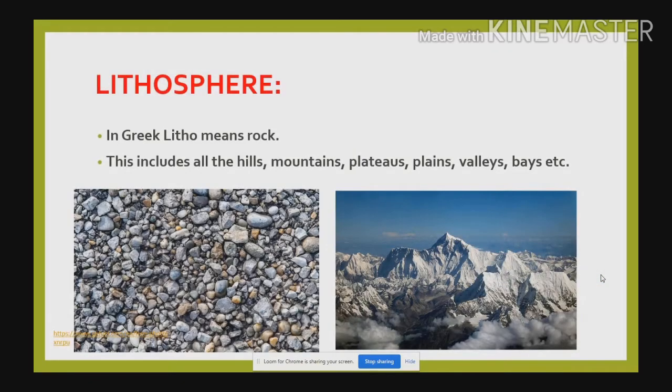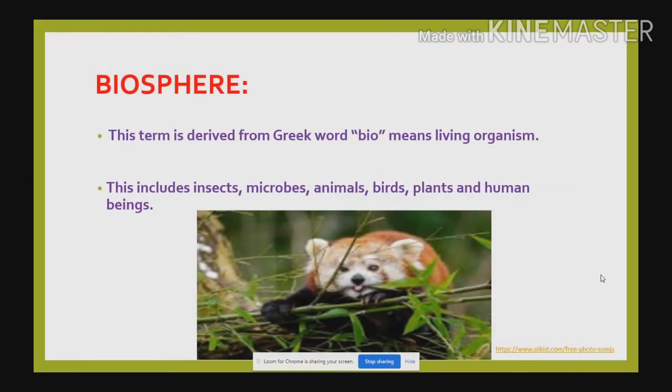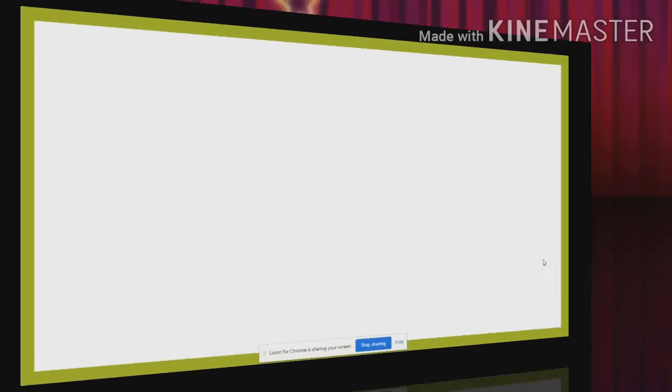The third one is lithosphere. Litho means rock. This is a rocky and soil world. All the mountains, plateaus, plains, etc. come under lithosphere. Final one, biosphere. All the human beings, animals, plants and birds come under biosphere. So this is the whole overall picture of Earth's system, right?